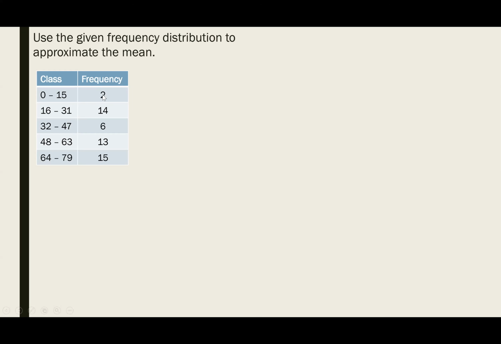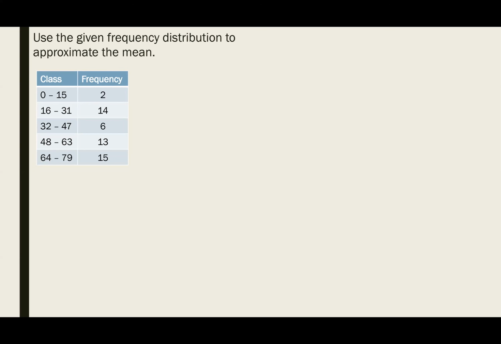So what data appear? We don't know the data. Is it 11 and then 14, or is it 2 and 9? We don't know which two individual data appear. We just know that between 0 and 15, there are 2 items. Between 16 and 31, there are 14 items. So we don't know exactly what data appear. They only give us the frequency.